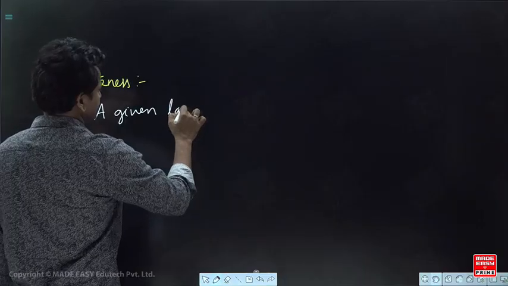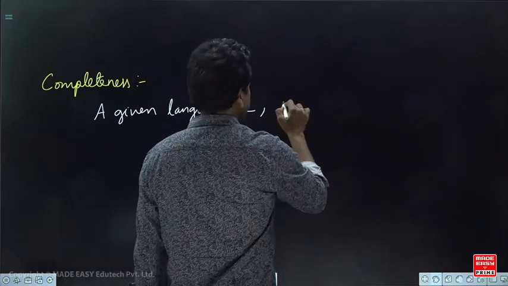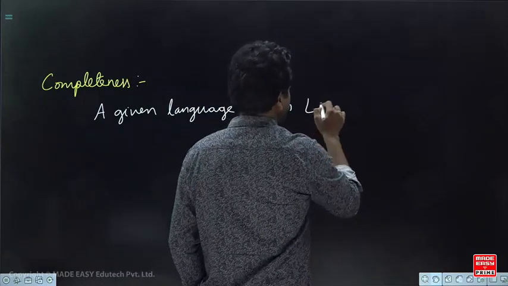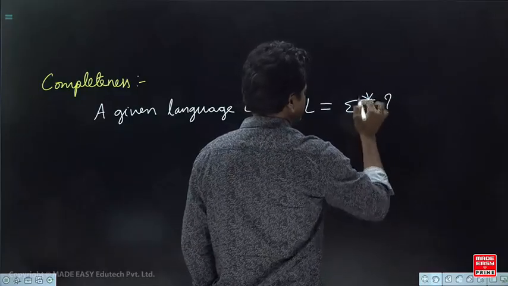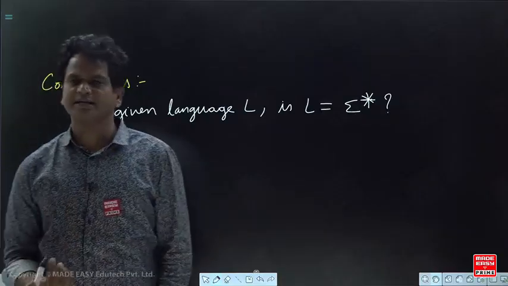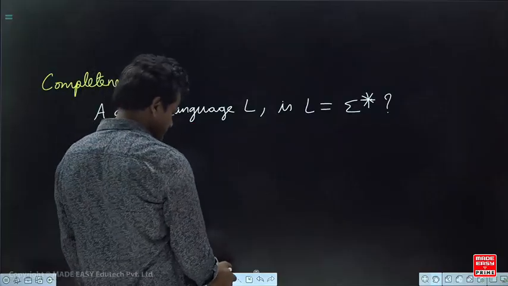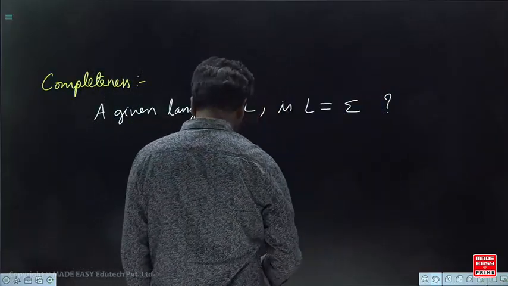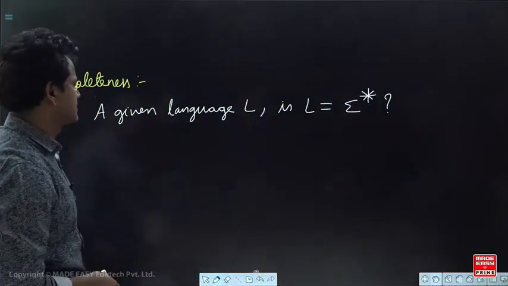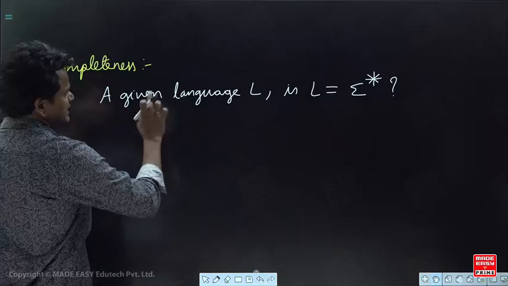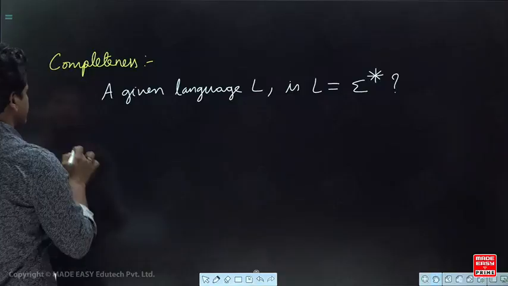A given language L, is L equal to sigma star? Is L equal to sigma star means will L contain all strings of all combinations of input symbols. Will it be complete, means will it contain all the strings over sigma star. That is the meaning of completeness. A given language L, is L equal to sigma star?